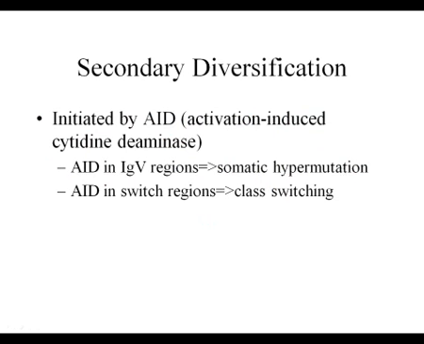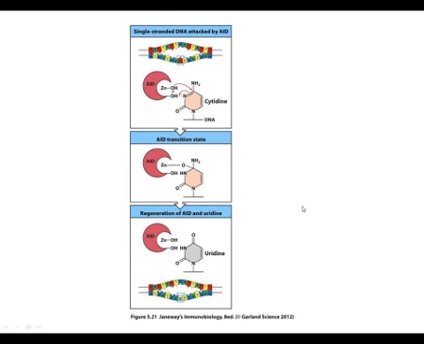Both somatic hypermutation and class switching are mediated by something called AID, or activation-induced cytidine deaminase. If this happens in the immunoglobulin variable regions, AID comes into contact, then you get somatic hypermutation. If AID comes into contact with the nucleotides in the switch region, then you get class switching. So how does this occur? AID can only work on single-stranded DNA.